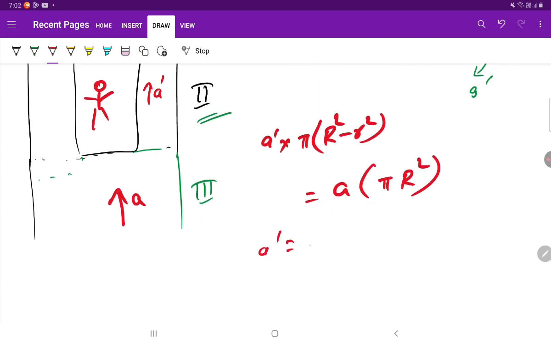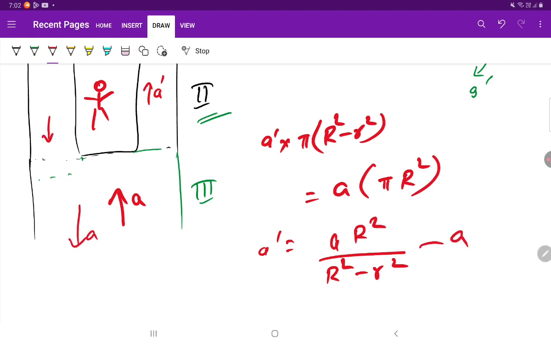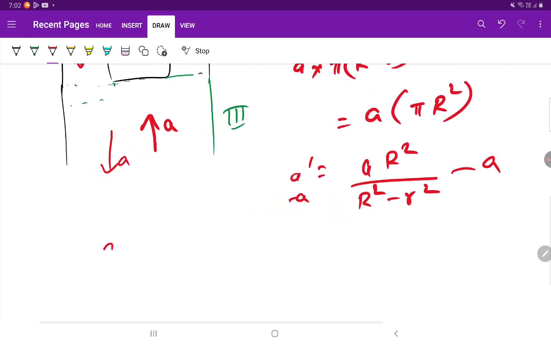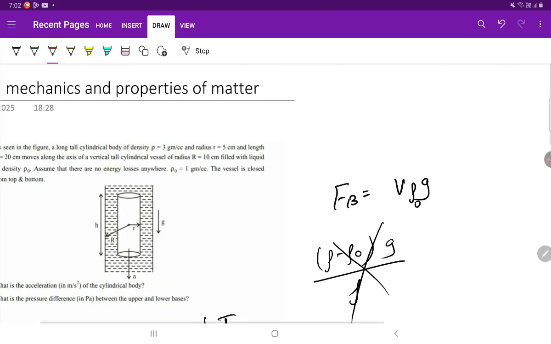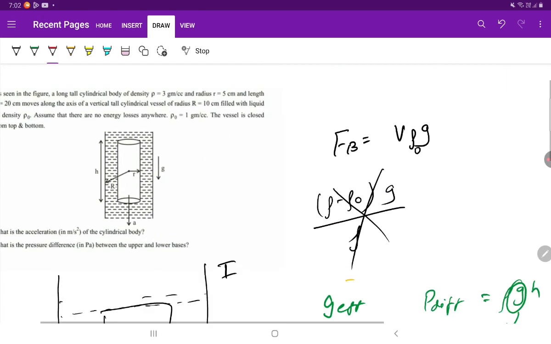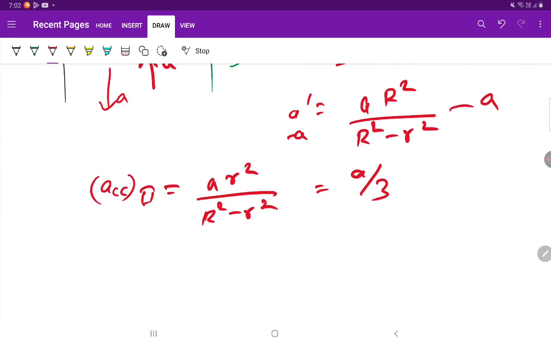So A dash will come out to be A times capital R square by (capital R square minus small r square). Now what will be the acceleration of region 2 in the lab frame? The body is going downwards with A, so subtract A from the A dash expression. You will get the acceleration of region 2 equal to A times small r square by (capital R square minus small r square). If you put in the values, capital R = 10 centimeters and small r = 5 centimeters, you will get A by 3 as the acceleration of region 2.